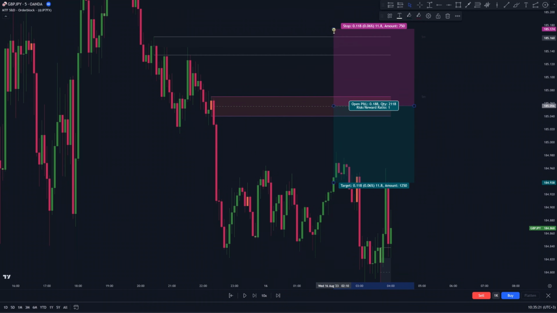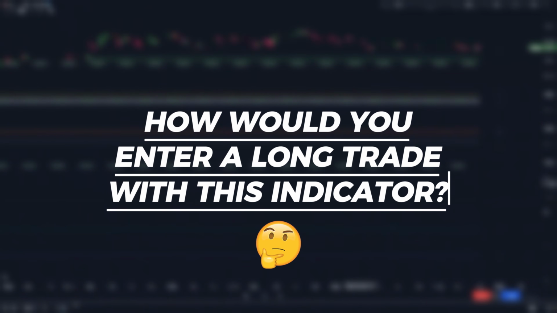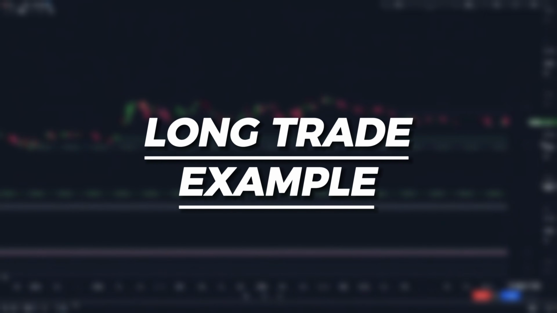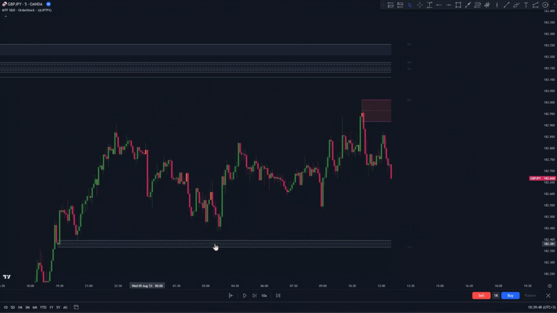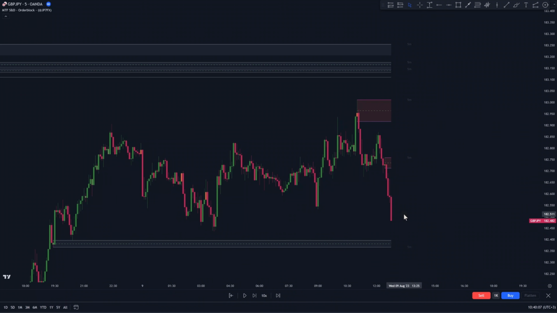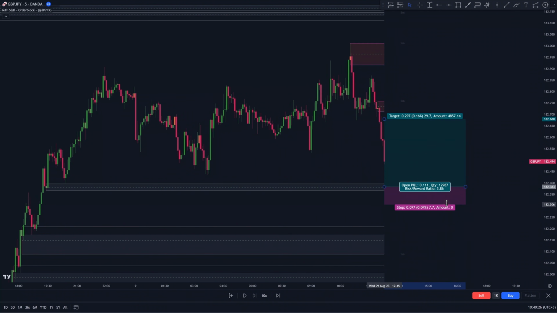Speaking of entering trades, how would you enter a long trade with this indicator? Well, the simplest way is like this. To take a long trade, you basically wait for a demand zone to be printed on your chart like this. After the zone is printed, you want to wait for the price to come back to the zone. As it approaches the zone, you want to place a buy limit order at the 50% line. Put your stop loss right below the demand zone.